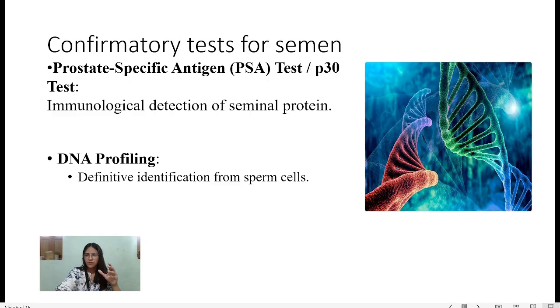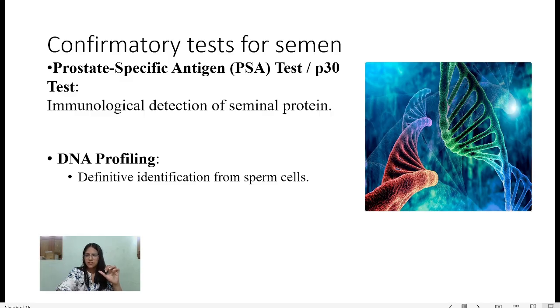DNA profiling. What is the principle of DNA profiling? Actually, DNA is extracted from sperm cells, or epithelial cells if sperm is absent. As I have told you, in azoospermic males, sperm cells might be absent. So in that case, we can take the epithelial cells. DNA can be extracted from it, and short tandem repeat analysis generates genetic fingerprint of that person. So by knowing the genetic profile of that person, we can get to know about that person, right? So it produces unique DNA profile of that person.